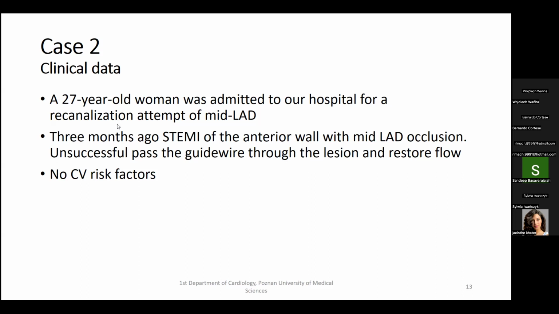Okay, so I would like to present a 27-year-old woman. She was admitted to our hospital for a recanalization attempt of the mid-segment of the LAD because 3 months ago she had an anterior wall STEMI with mid-segment occlusion, and there was an unsuccessful pass with the guide wire through the lesion to restore flow. So now we thought that we have to deal with the CTO of the LAD. She has no cardiovascular risk factors.